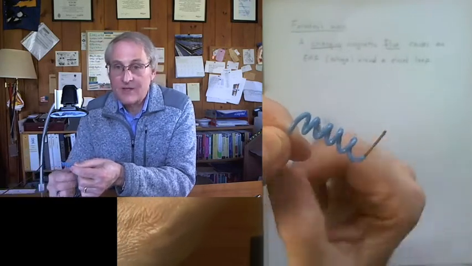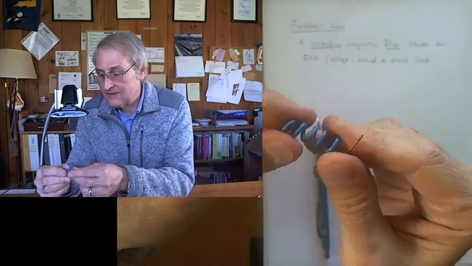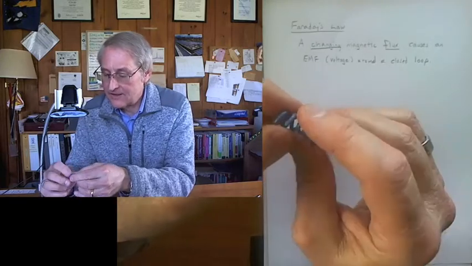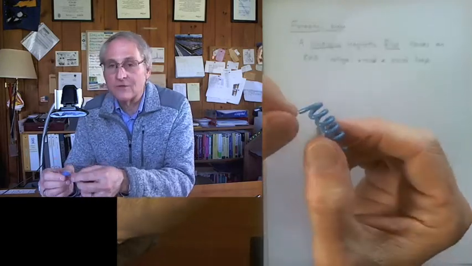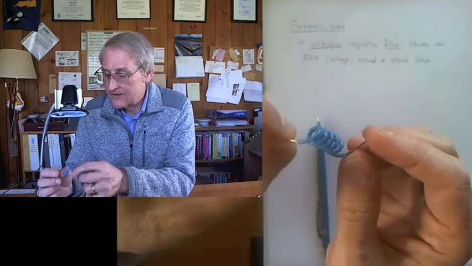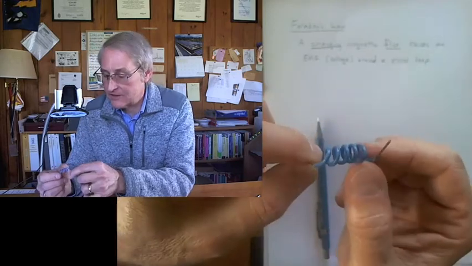And this is how a generator works. This is how a lot of electrical generation schemes work, using Faraday's law here. So we could hook this up. This wouldn't provide very much power, but we could hook it up to a voltmeter and measure the changes.